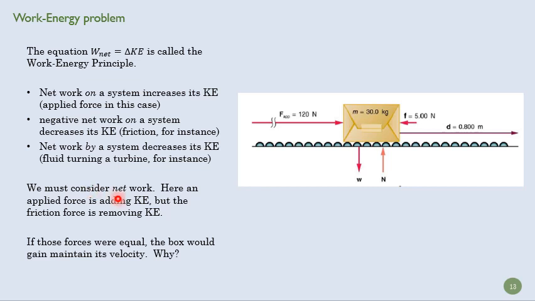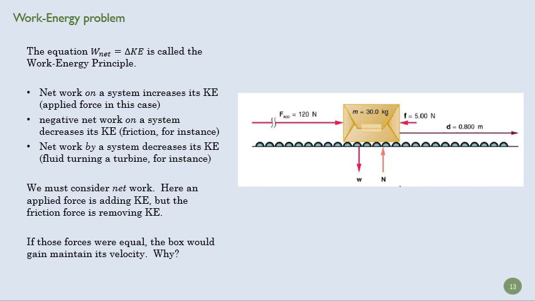Now, the key point here is net work. Okay, so in this case, we have an applied force adding kinetic energy, but a friction force removing kinetic energy. If those two forces were equal, then our velocity would stay the same, right? Because we wouldn't have a net external force. We'd have a net external force of 0 in the horizontal direction. That would mean that it's not accelerating. And if it's not accelerating, then its kinetic energy, half m v squared, is going to stay the same.